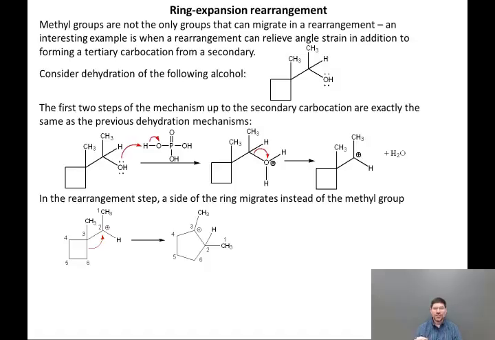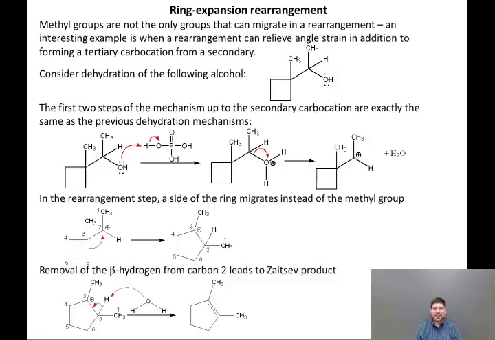Those electrons jump from carbon 3 to carbon 2. So now in the post-rearrangement cation, which is now tertiary, carbon 6 is bound to carbon 2, and there is a positive charge on carbon 3. Note there is still a hydrogen atom on carbon 2. That hydrogen atom has not moved. That is, in fact, now the beta hydrogen that gets removed in order to take us to the Zaitsev product.